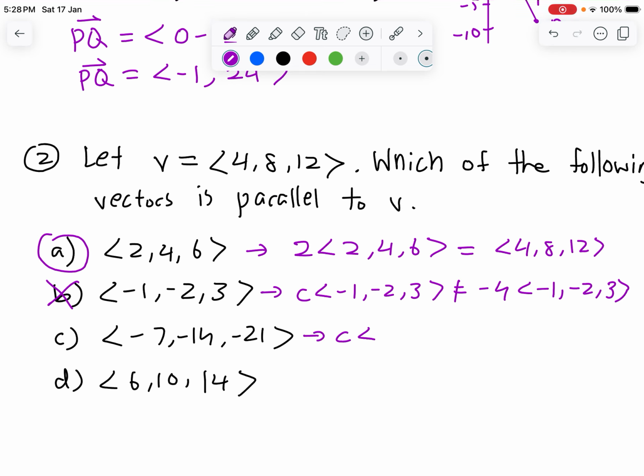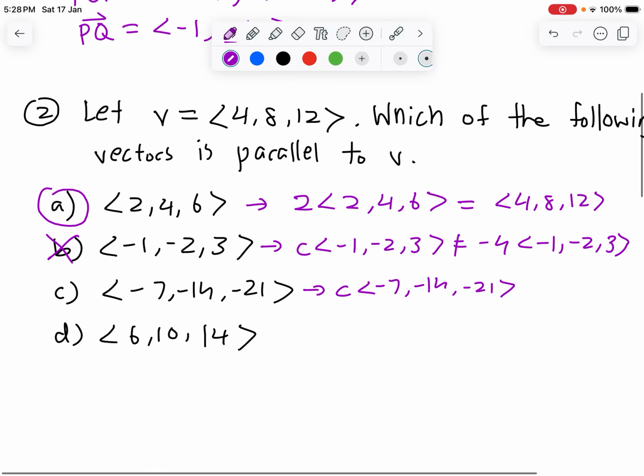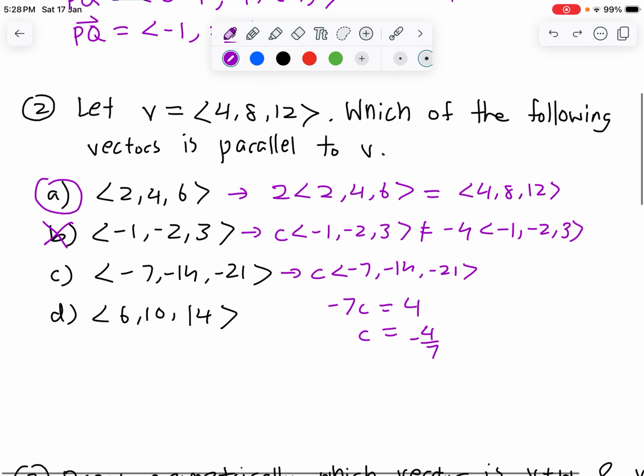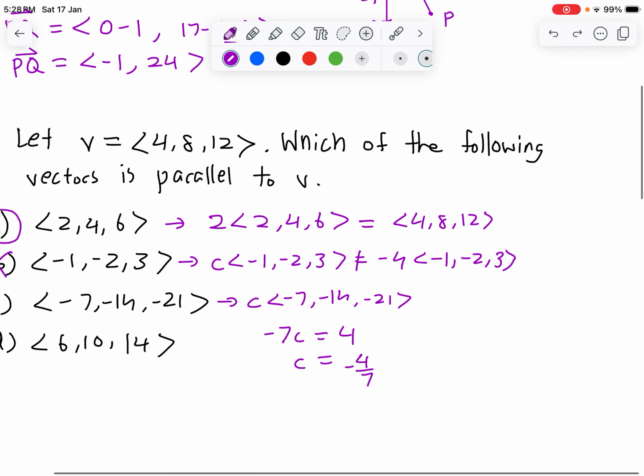Again, we want to take a look at a scalar multiple that will give us the same vector. So let's take a look. Again, I can use the first method, try to match the first one. So I have -7c. I want it to be equal to the first value, which is 4. And I get c equals -4/7. And then now let's try using this and solve for the other values.